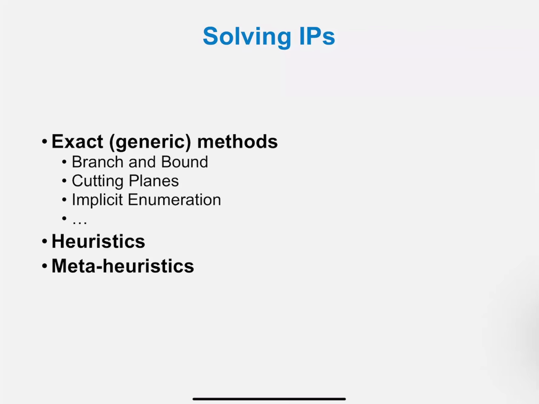And we have a few: branch and bound, cutting planes, implicit enumeration, and so forth. These will solve any integer programming problem, regardless of what that problem is. So they don't pay attention to the structure. When a method is specifically designed for a special problem, that's called a heuristic. And if it's also generic and uses randomized solutions such as genetic algorithm or tabu search, those are metaheuristics.